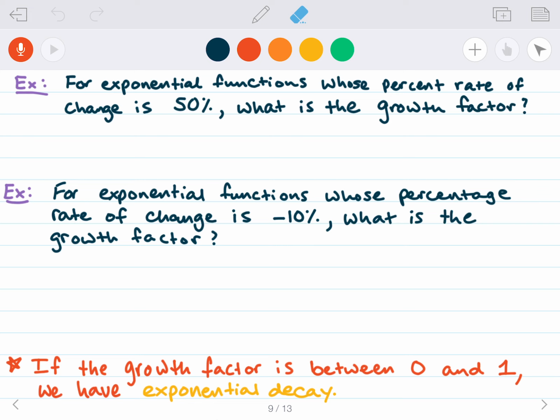Okay, so for exponential functions whose percent rate of change is 50%, what is the growth factor? Okay, so this is positive, all right? This is a positive number, even though the plus isn't written, it's understood to be positive. And so the growth factor is going to be 1 plus r, and r is 50%. As a decimal, it's 0.5. So our growth factor is 1 plus 0.5, which is 1.5. So this is our growth factor.